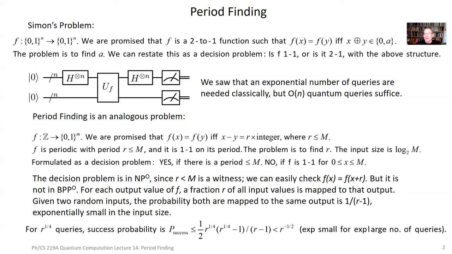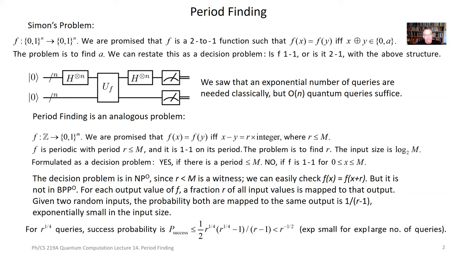So the size of the input to the problem, we can take to be the number of bits that we need to specify that upper bound. So it's the log to the base 2 of that upper bound on the period. And so we're imagining that M itself is an exponentially large number. It might be thousands of bits long. There are a vast number of possibilities for what the period could be. And if we just tried random guessing, we'd need a huge number, an exponential number of queries to find the period.